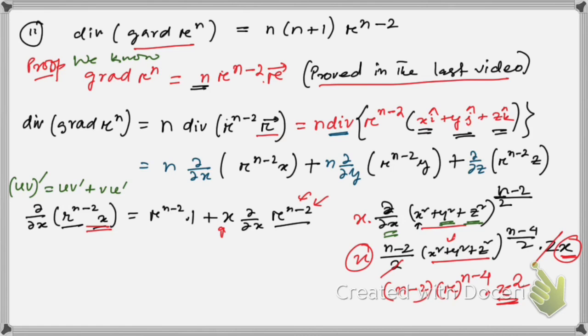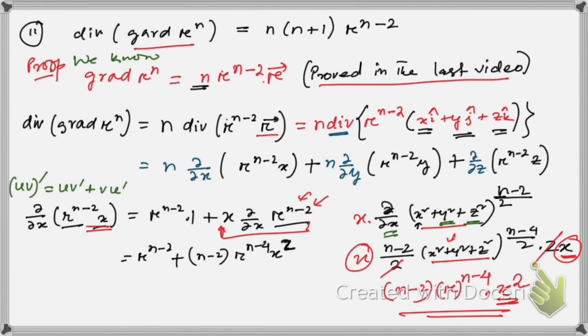Now replace this by the result we have got, and doing so, we're going to have r to the power n minus 2 plus n minus 2 into r to the power n minus 4 x square. That's what we will get.